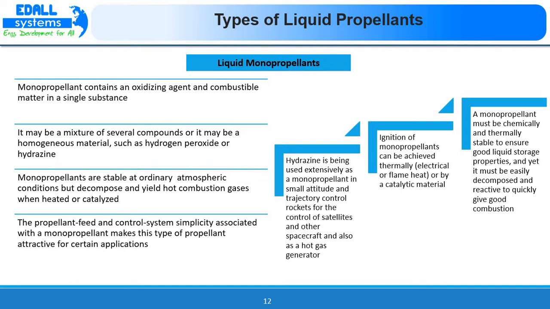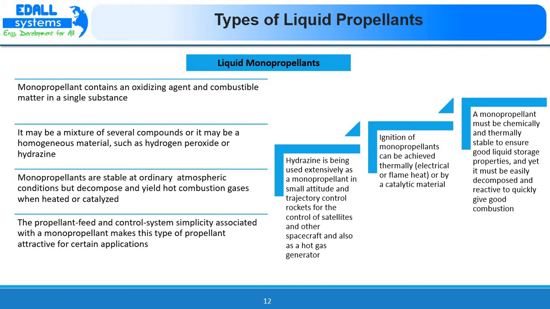Then hydrazine is being used extensively as a monopropellant in small attitude and trajectory control rockets for the control of satellites and other spacecraft, and also as a hot gas generator. Hydrazine has found its applications from very long back, and it has been used till now for certain applications like small attitude and trajectory control rockets for control of satellites and other spacecraft. Ignition of monopropellants can be achieved thermally either by electric or flame heat or by a catalytic material. So we can use electric charge or thermal energy to ignite these monopropellants.